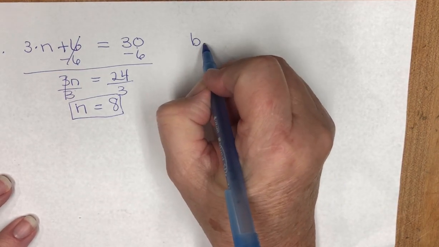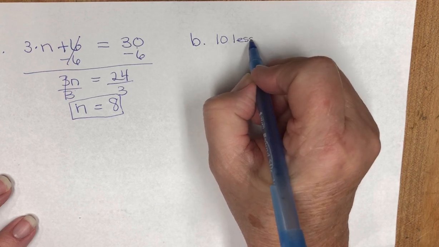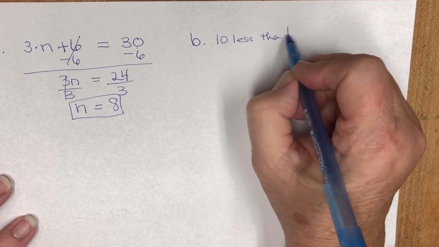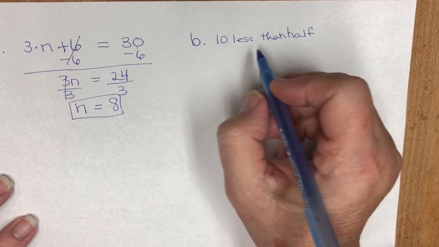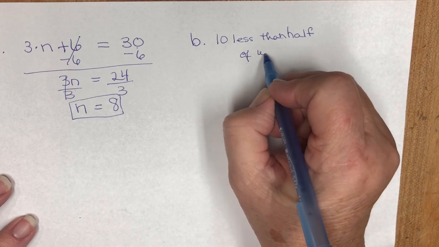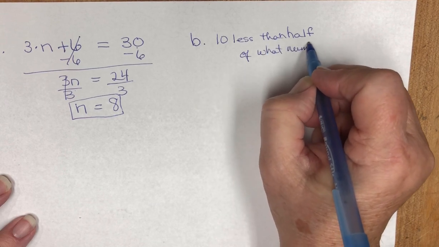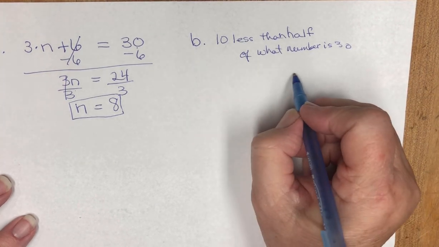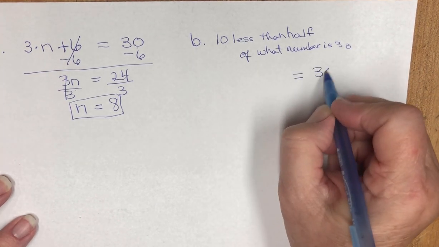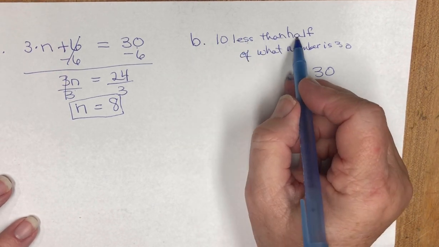Let's look at B. It says 10 less than half of what number is 30? Okay, we know it is 30. We've got that down. Equals 30. It says 10 less than half of what number?